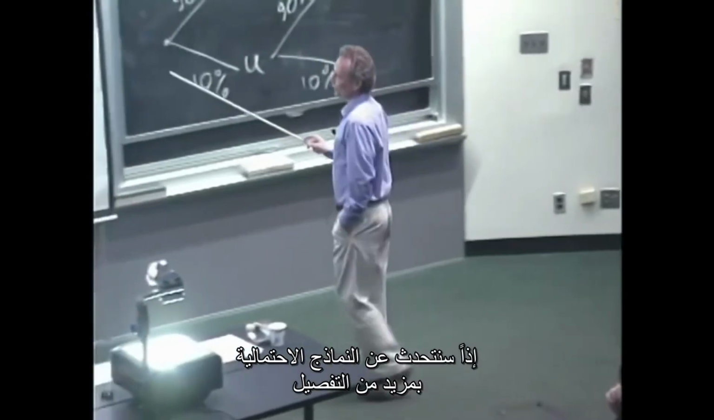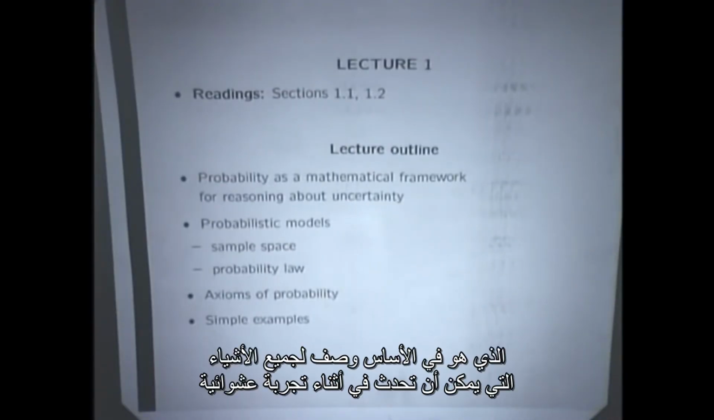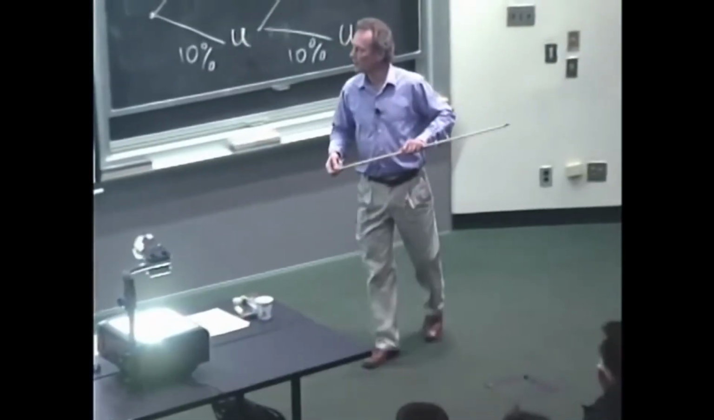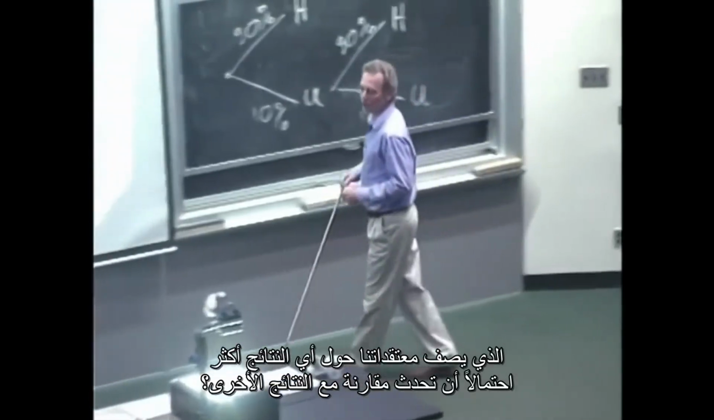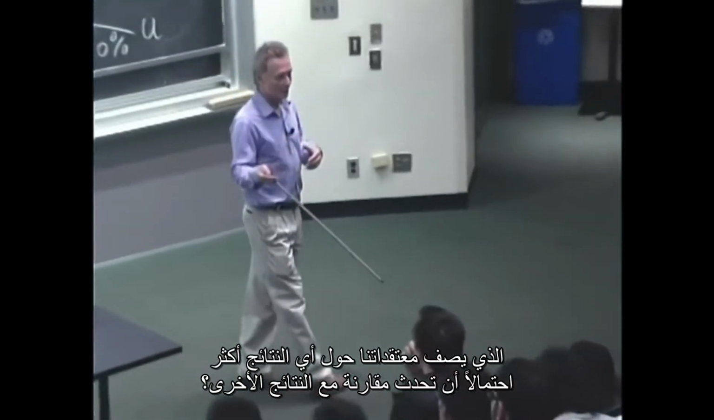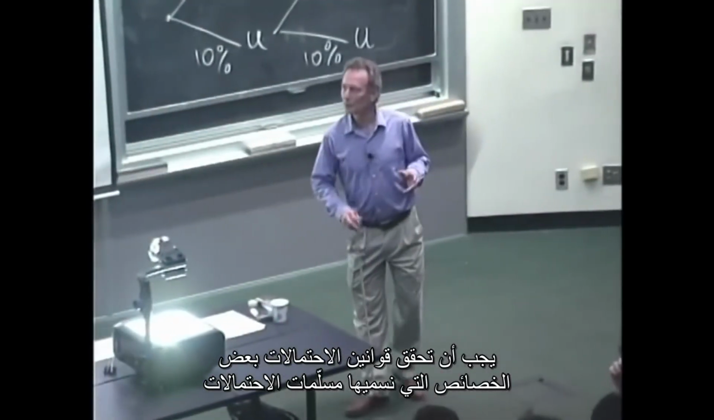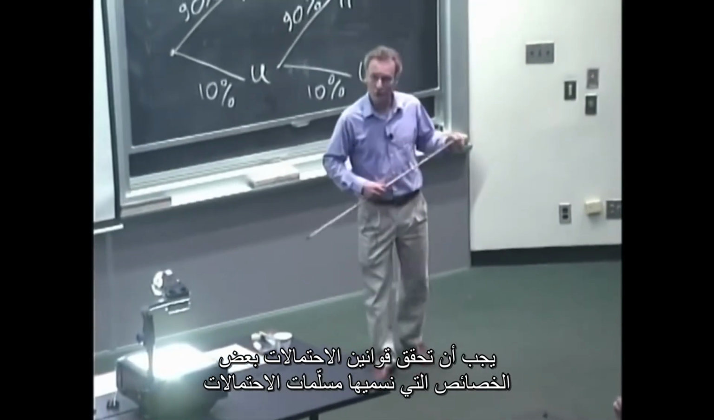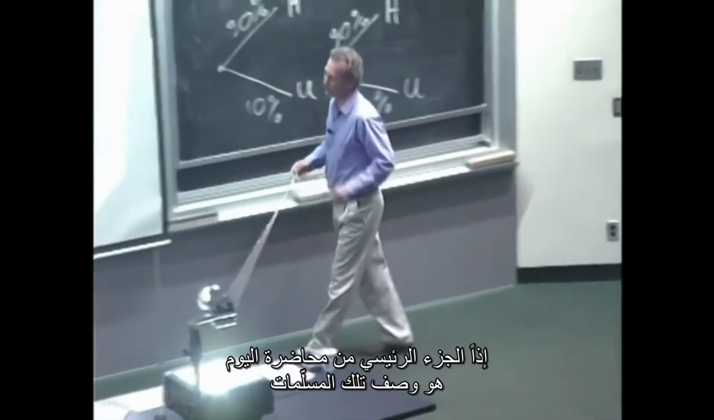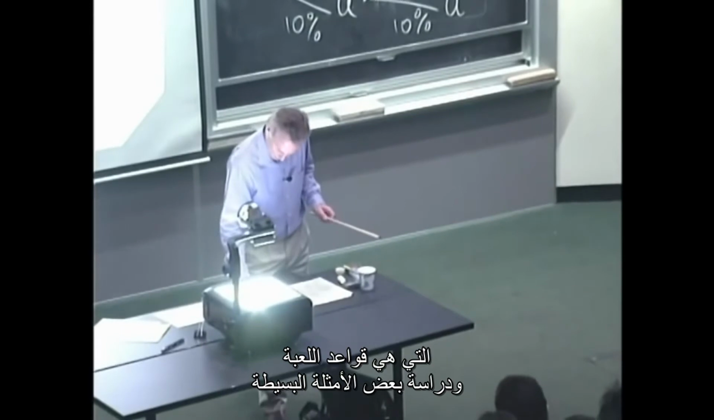We're going to talk about probabilistic models in more detail: the sample space, which is basically a description of all the things that may happen during a random experiment, and the probability law, which describes our beliefs about which outcomes are more likely to occur compared to other outcomes. Probability laws have to obey certain properties that we call the axioms of probability. The main part of today's lecture is to describe those axioms, which are the rules of the game, and consider a few really trivial examples.